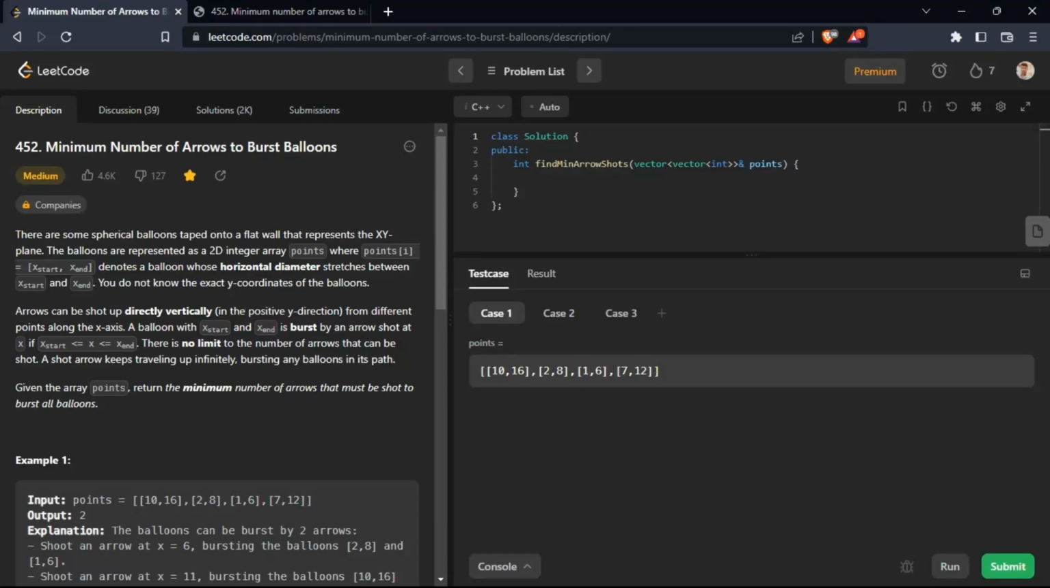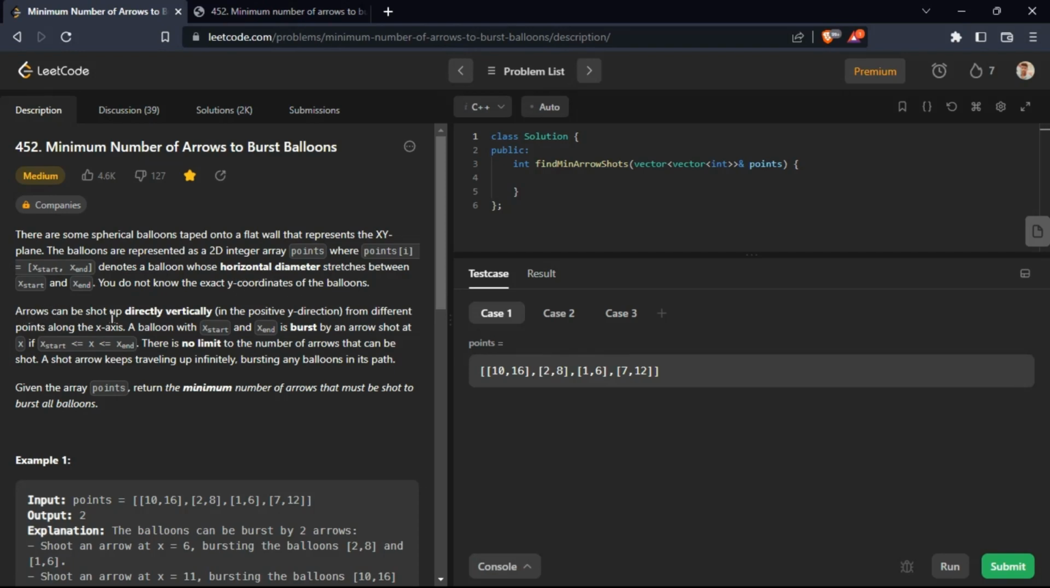Hello, today we are going to solve today's daily LeetCode challenge: minimum number of arrows to burst balloons. Here there are some spherical balloons taped onto the flat wall and represented in the XY plane. The balloons are represented as a 2D integer array points where points[i] is given as x start and x end, denoting the balloon's horizontal diameter stretches between x start and x end. So you do not know the exact y coordinate of the balloons.